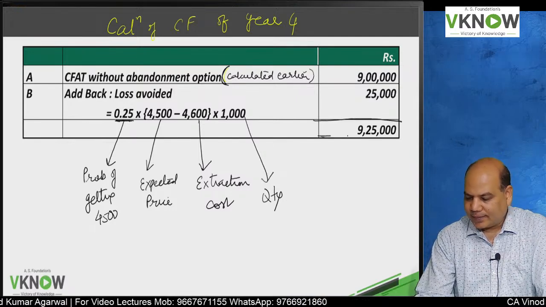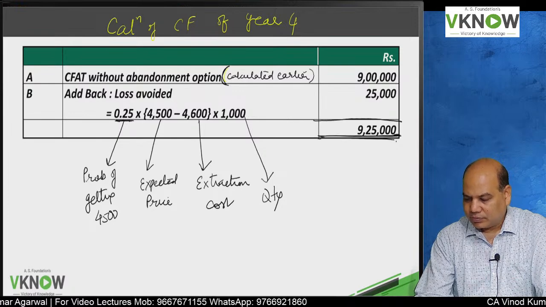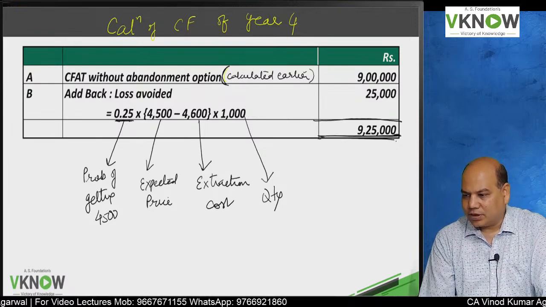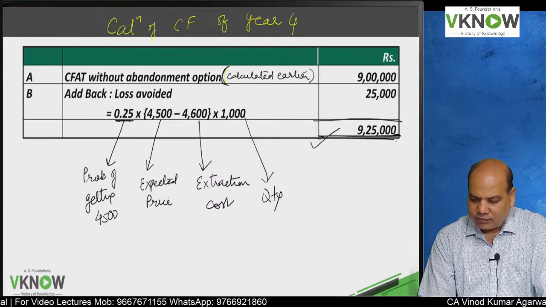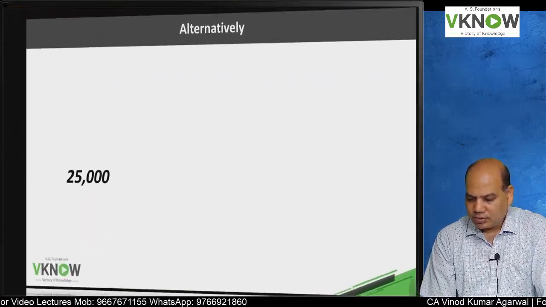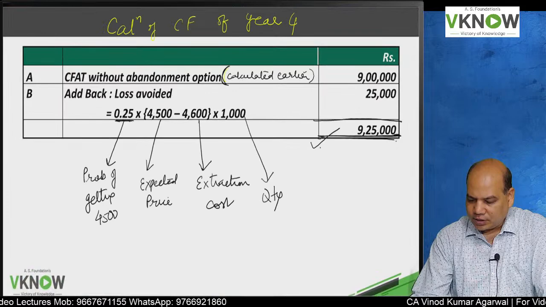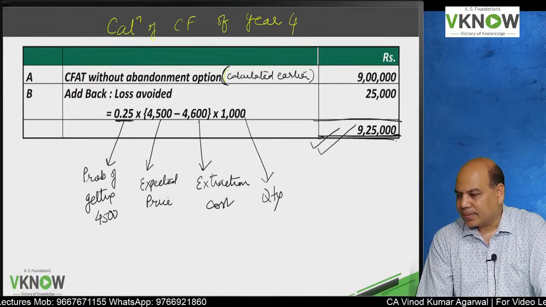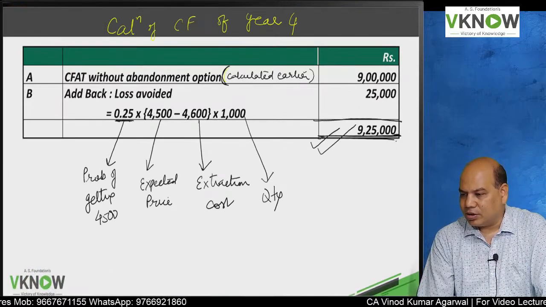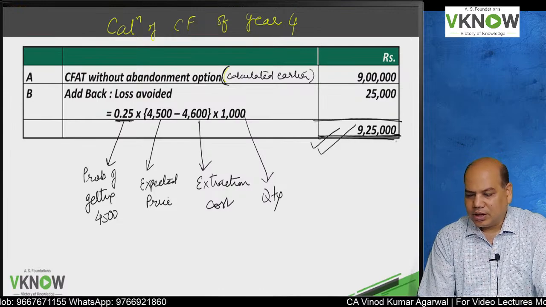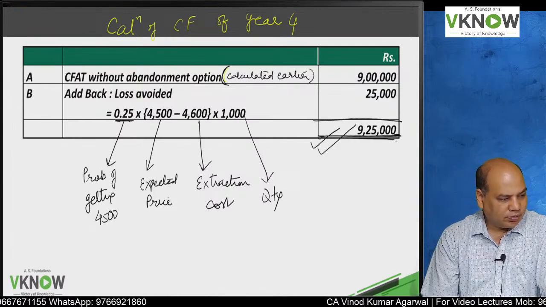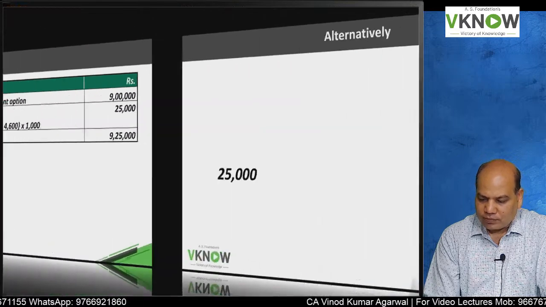Therefore CFAT with abandonment option is 9,25,000. CFAT with abandonment option 9,25,000. Right. I am going to solve by one more way.